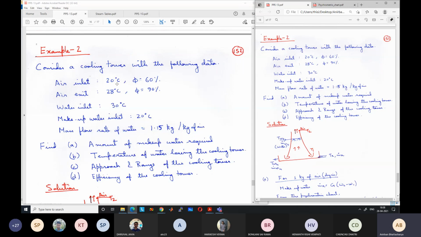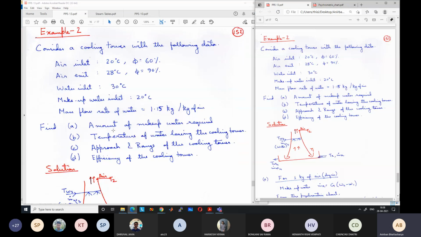The air enters at 20 degrees centigrade with a relative humidity of 60%. So the atmospheric condition outside the cooling tower is 20 degrees centigrade and the relative humidity is 60%. Now after the air passes through the cooling tower, because of evaporation, the humidity increases. So the air goes out at 90% relative humidity and at a higher temperature, 28 degrees centigrade.